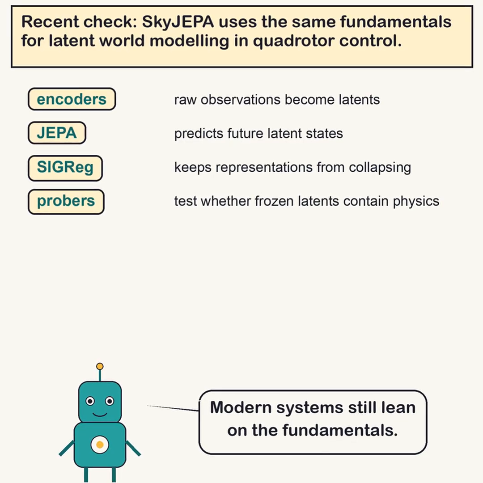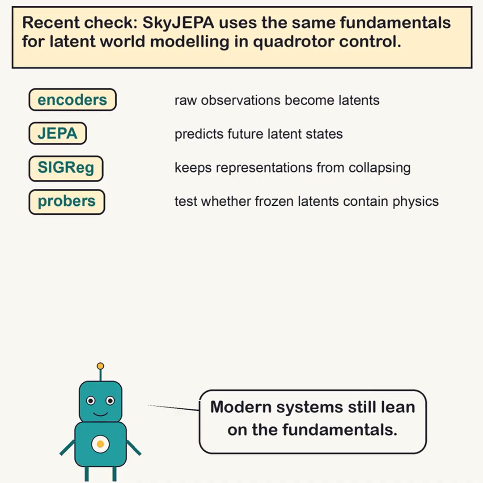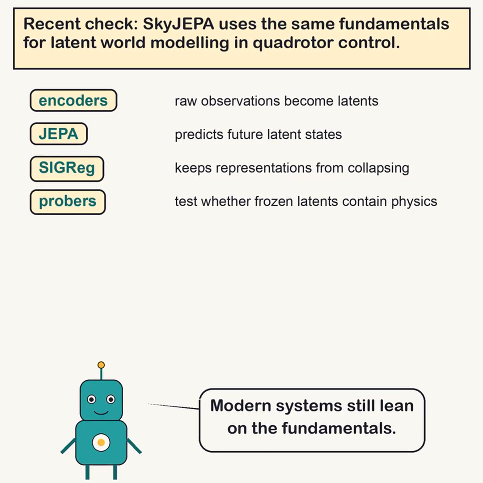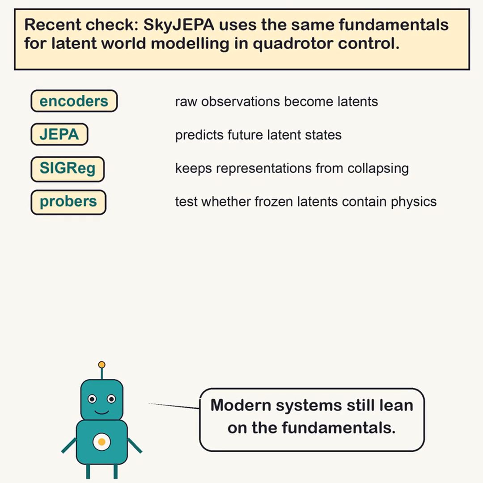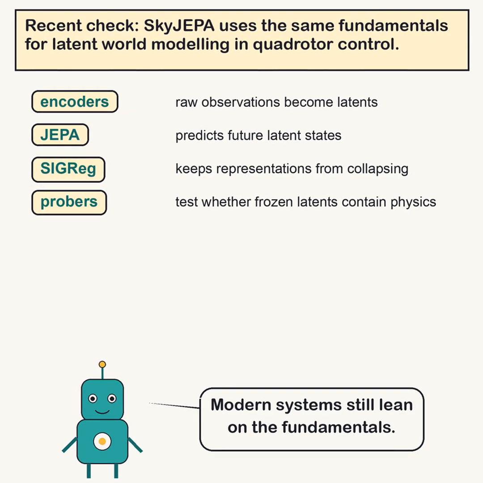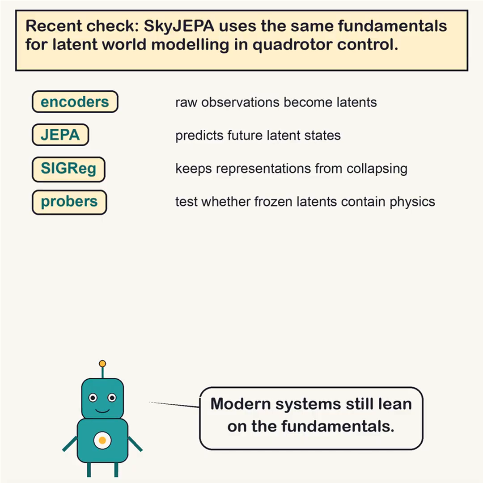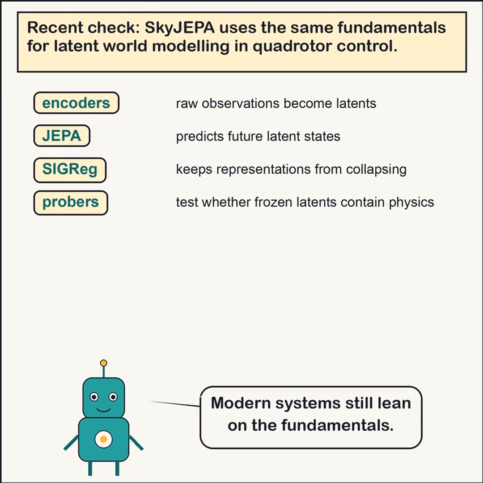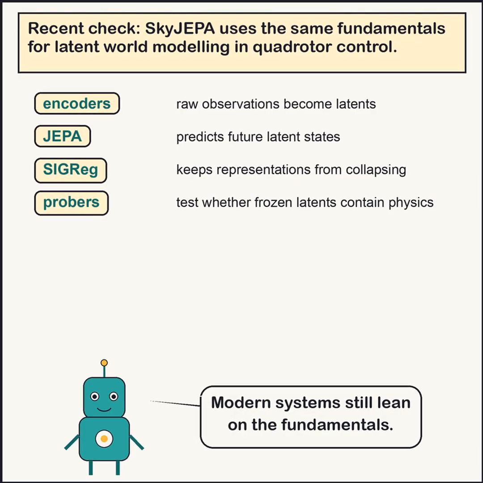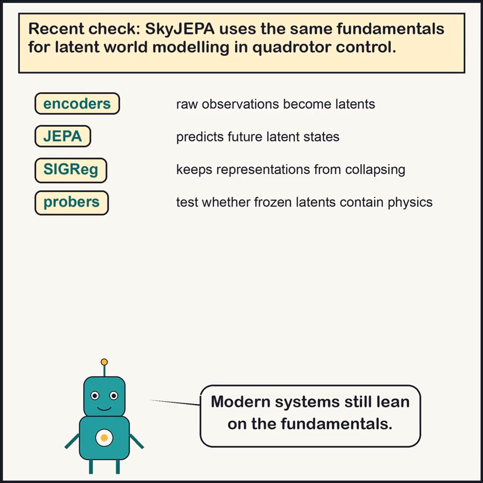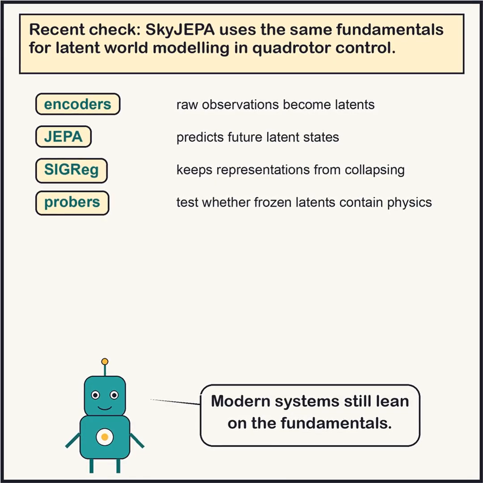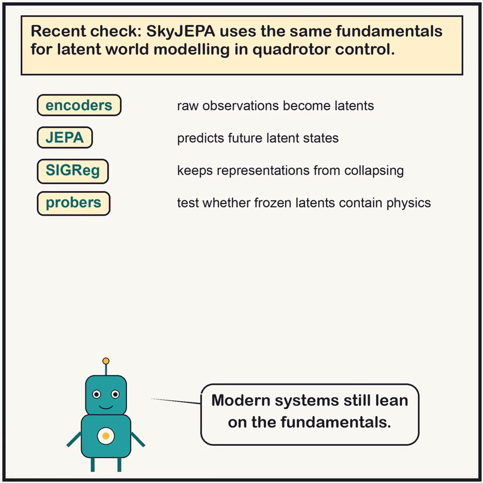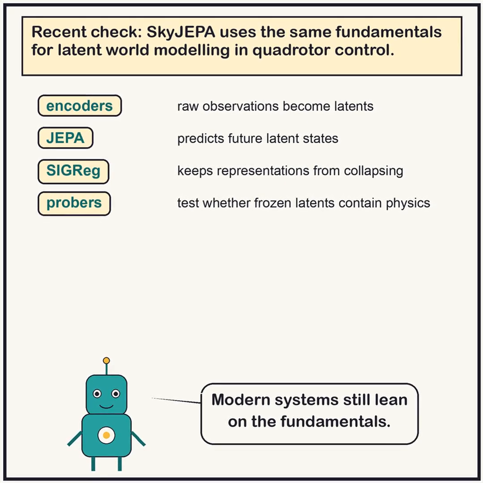SkyJIPA shows why the fundamentals are not museum pieces. A quadrotor needs latents that preserve dynamics, not merely pretty reconstructions. SIGReg fights collapse so the representation remains useful. Probers then ask whether velocity and attitude are actually encoded. The old story of evidence, motion, and geometry reappears inside a modern world model. Real-world analogy. SkyJIPA is like a pilot training in a compact flight simulator that preserves dynamics instead of painting every pixel. Modern systems still lean on the fundamentals.